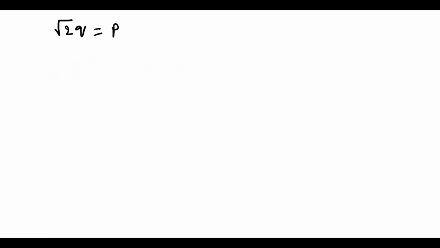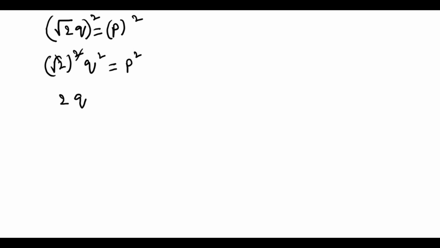So squaring on both sides, if you take here, then what you get, root 2 square into q square equal to p square. So square and root get cancelled, we have 2q square here, that is equal to p square. Then q square equal to p square by 2, correct? So it should be divided here, so q square equal to p square by 2.